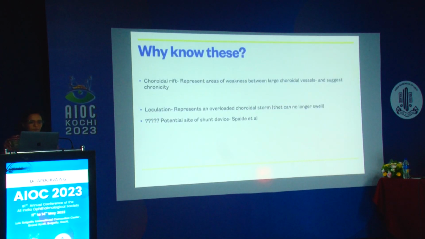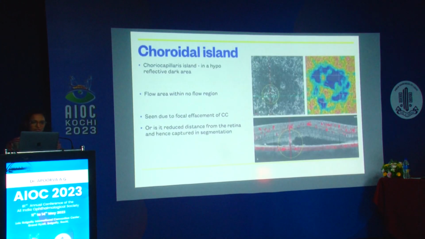So why we should know rifts and loculation is because rifts represent areas of weakness between the large choroidal vessels and probably suggest chronicity, and loculation represents an overloaded choroidal stroma that can no longer swell. And Spaide has made this probable hypothesis that maybe we can make a shunt device at the macula which can drain out this posterior loculation.